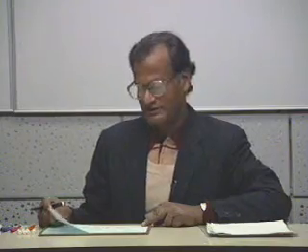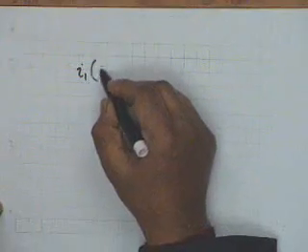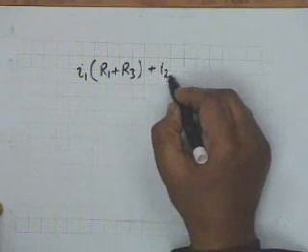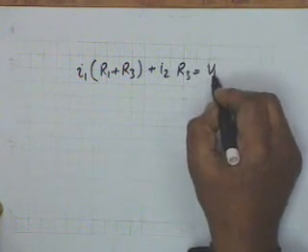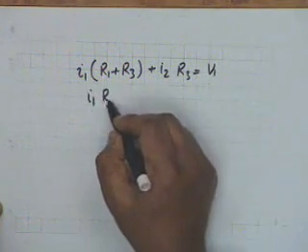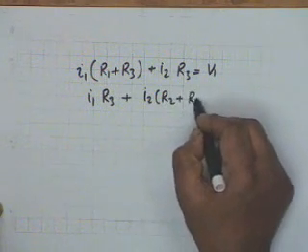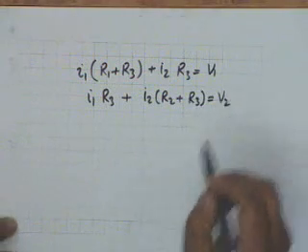Okay, matrices. Are you acquainted with determinants in matrices? Fine, that's wonderful. Then we can go smoothly. Let me write down these equations. I1 R3 plus I2 (R2 plus R3) is equal to V2. All right.